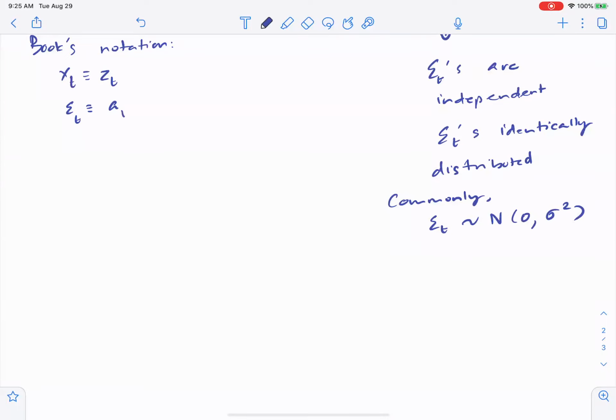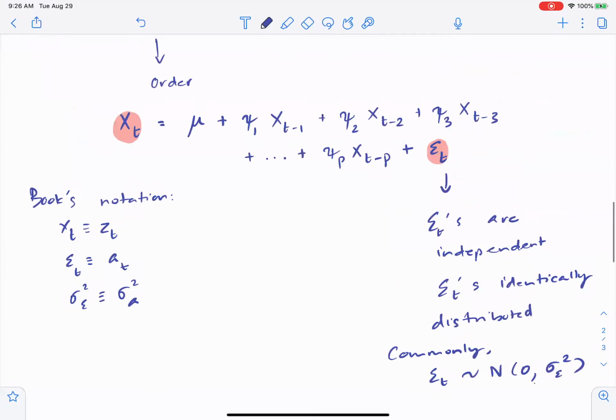I believe your book calls it sigma squared A. I'm going to call it sigma squared epsilon because, again, convention. If by some chance I go back and forth, do let me know, but I don't think I will.